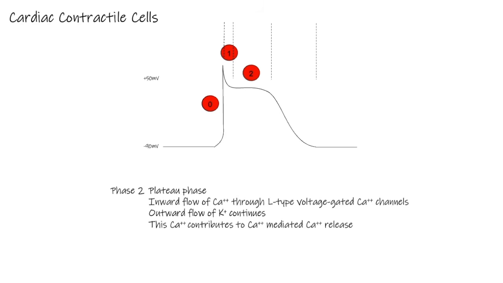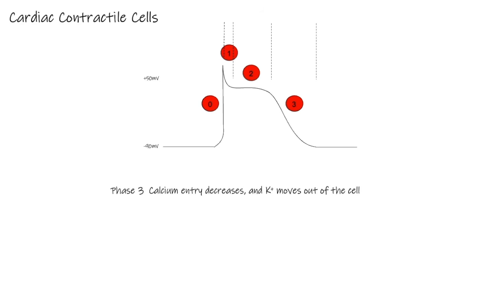The calcium entering during this phase is also important because it triggers calcium-induced calcium release from the sarcoplasmic reticulum. So the electrical activity and the mechanical contraction are closely linked through calcium. Phase 3 represents repolarization. Eventually, calcium entry decreases while potassium efflux predominates. The continued movement of potassium out of the cell brings the membrane potential back toward its resting membrane level. Phase 4 is resting membrane potential. The contractile cells remain at a relatively stable state during this time until another electrical signal depolarizes them.